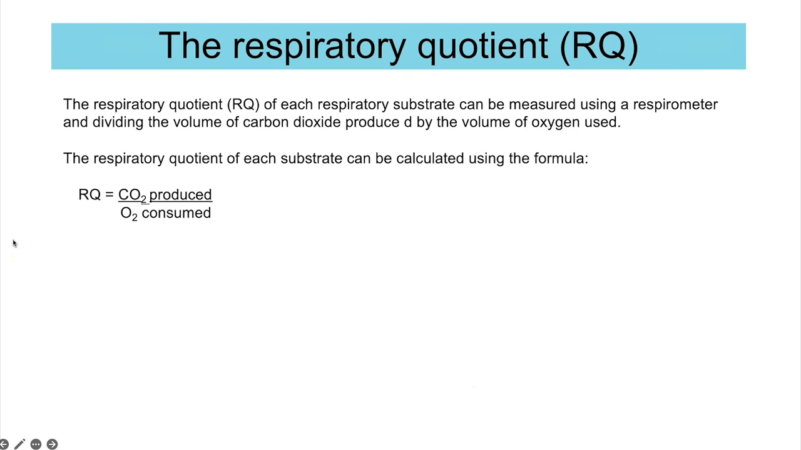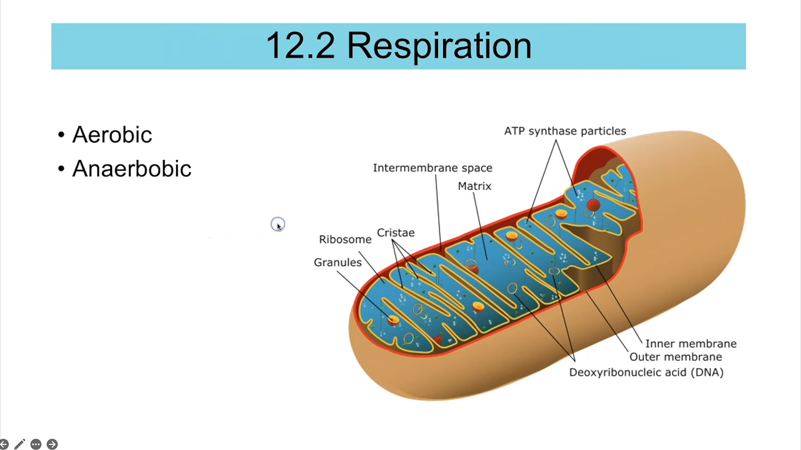So the respiratory quotient then, or RQ, of each respiratory substrate can be measured using a respirometer, which is one of the practicals that you need to be familiar with. And you divide the volume of carbon dioxide produced by the volume of oxygen used. So that would be your formula, the carbon dioxide produced divided by oxygen consumed. And then you can use that to compare different substrates as well.